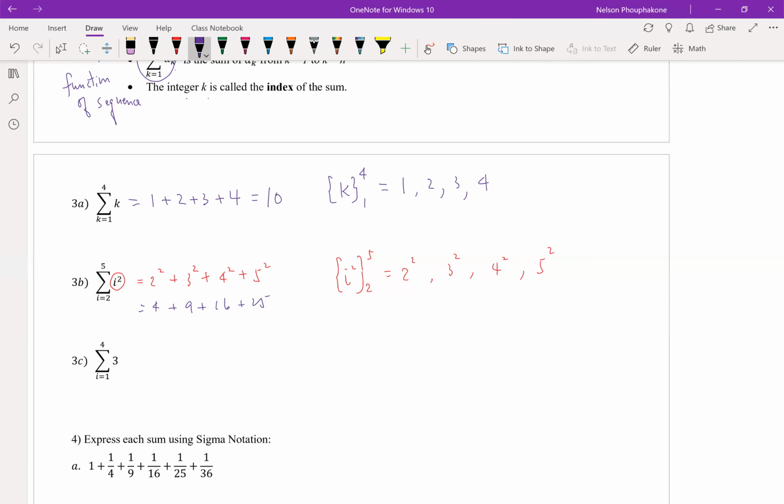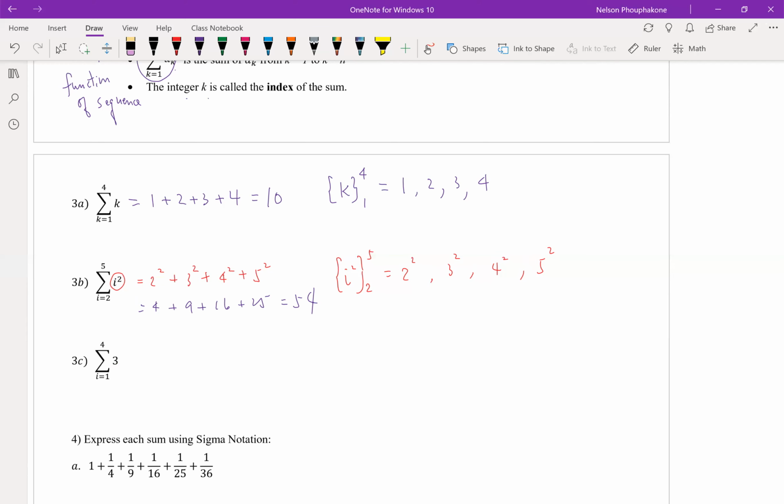And then it will be 20 and then 34, so it will be 54 then. Now, 3C is kind of special, huh? We have a number.